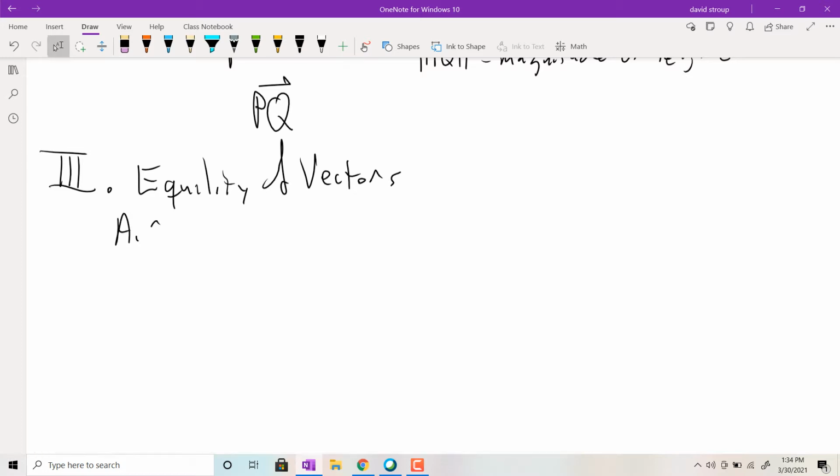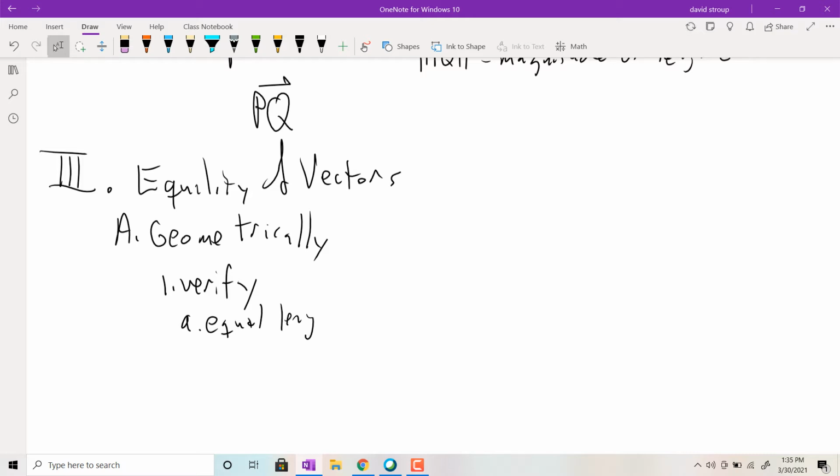Doing this in sort of our current setting, the geometric, which I think of geometry just means pictures, right? So geometrically, to say that two vectors are equal, how can I do that? So how do I verify these two vectors are equal? First, you need to show that they have the same magnitude. Okay, so verify they have equal lengths. And in order to do that, you could just use the distance formula.